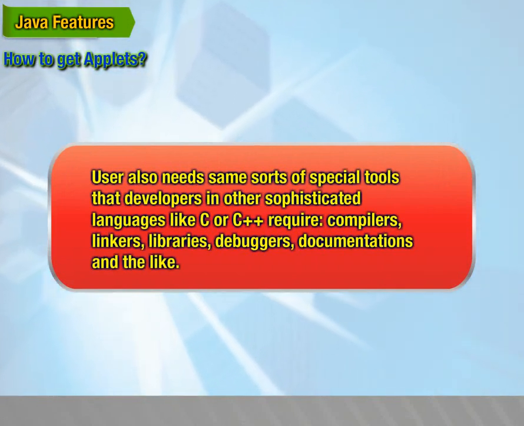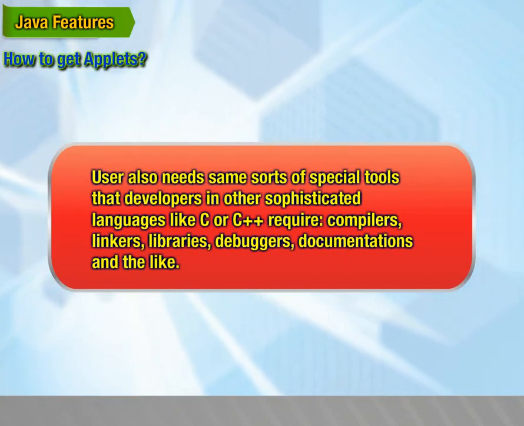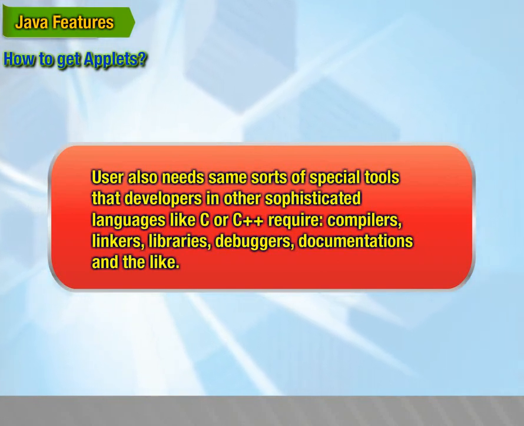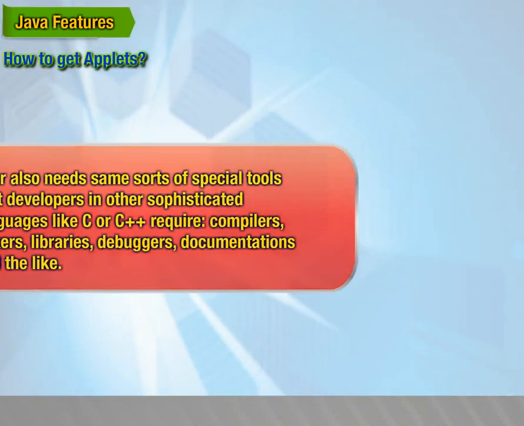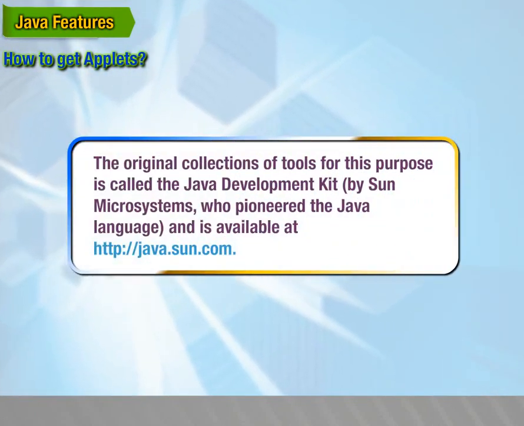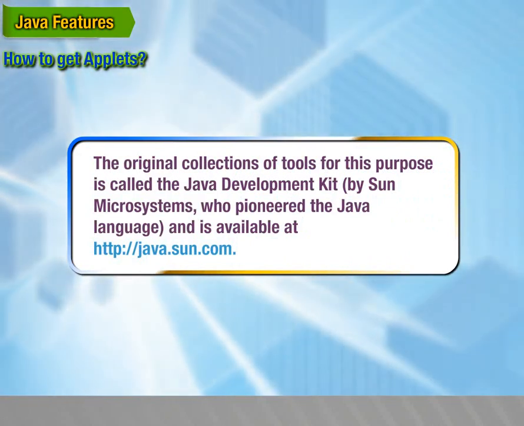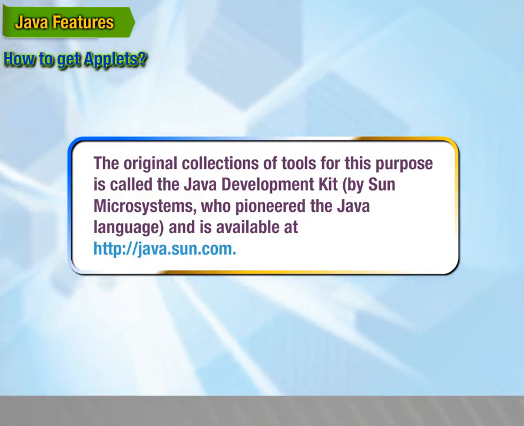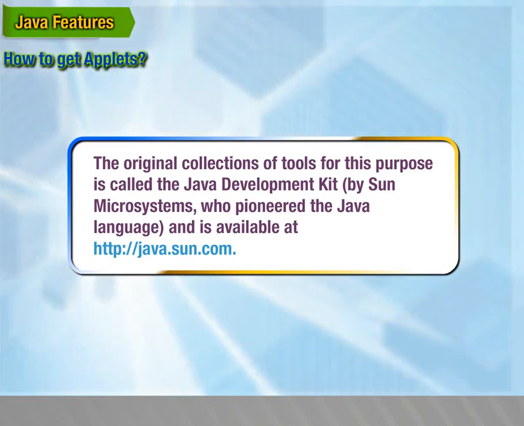User also needs some sorts of special tools that developers in other sophisticated languages like C or C++ require: compilers, linkers, libraries, debuggers, documentations, and the like. The original collection of tools for this purpose is called the Java Development Kit by Sun Microsystems, who pioneered the Java language, and is available at http://java.sun.com.